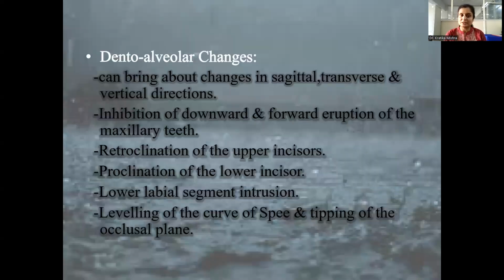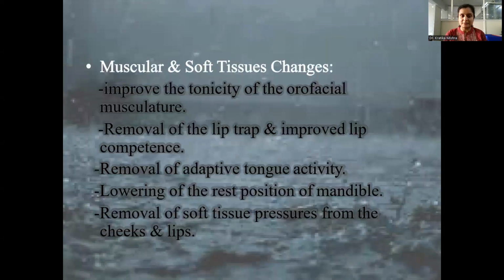What are the dentoalveolar changes? It can bring about changes in the sagittal, transverse, and vertical dimensions: inhibition of downward and forward eruption of maxillary teeth, retroclination of upper incisors, proclination of lower incisors, lower labial segment intrusion, leveling of the curve of Spee, and tipping of the occlusal plane.